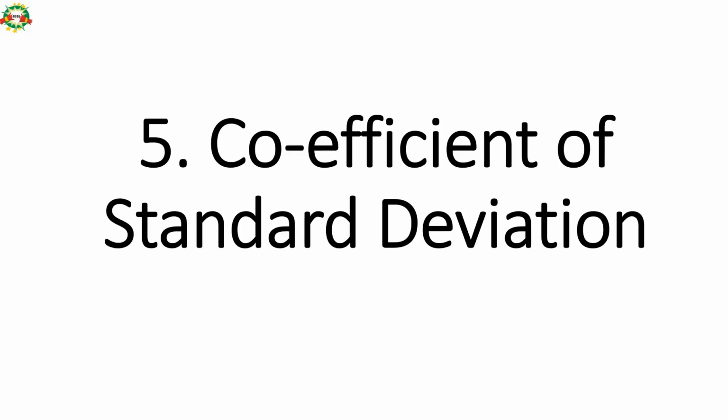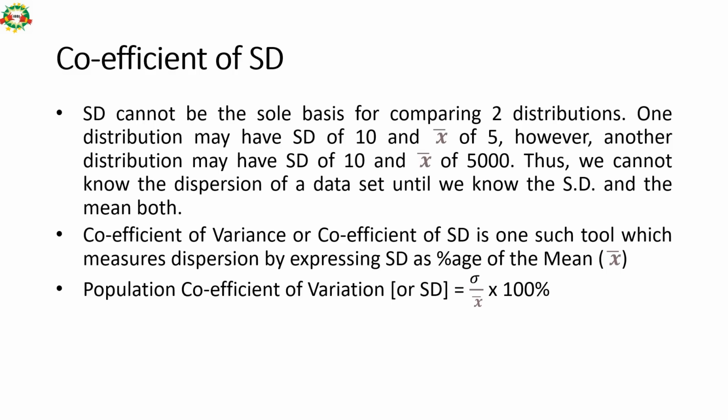Coefficient of standard deviation. Standard deviation cannot be a sole basis for comparing two distributions. One distribution may have a standard deviation of 10 and a mean of 5. However, another distribution may have a standard deviation of 10 and a mean of 5000. Thus, we cannot know the dispersion of a data set until we know standard deviation and mean both. So they both are important. Only standard deviation cannot give an actual measurement of dispersion of data.